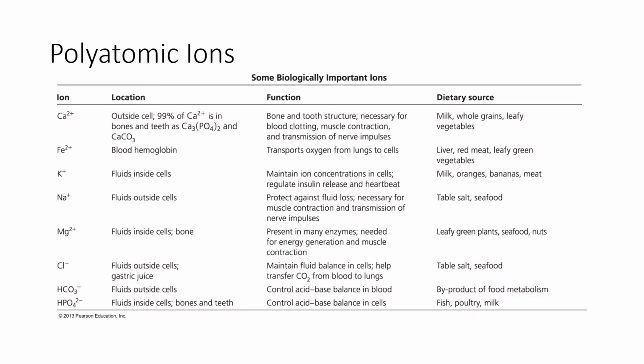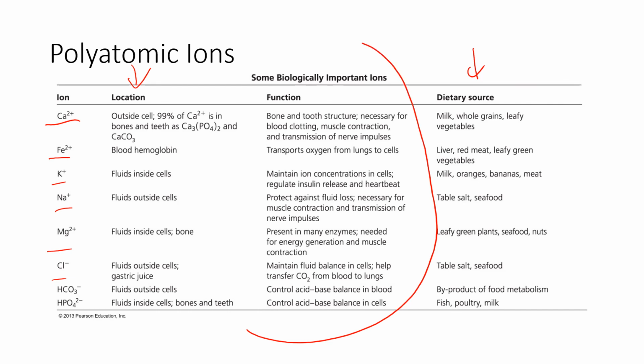So summing up, these are some monatomic and polyatomic ions that you need for your biochemistry. They're biologically important to you. Like, I wouldn't worry about knowing their dietary source, but you should know what the calcium, iron, potassium, sodium, magnesium, chloride, and this is the bicarbonate ion and the biphosphate ion, or you can say hydrogen carbonate or hydrogen phosphate. These are important. You don't need to worry about their location, but mostly what is their function? That's something to look at.